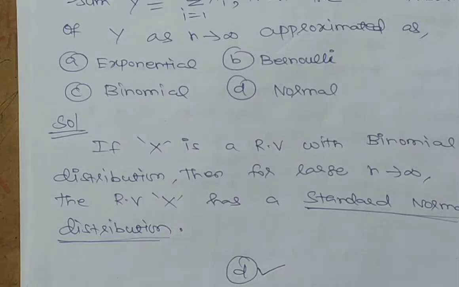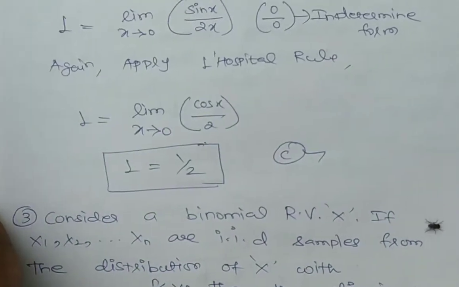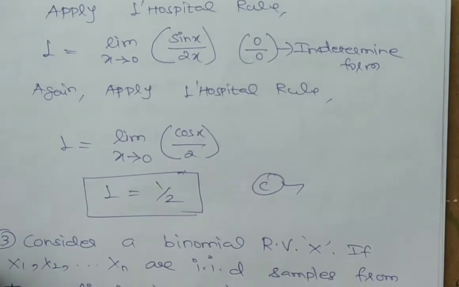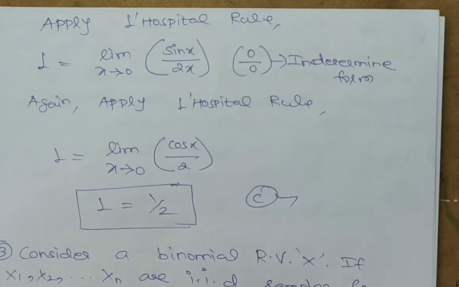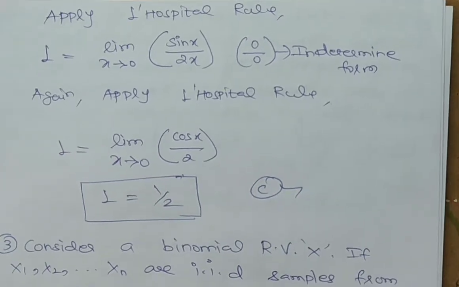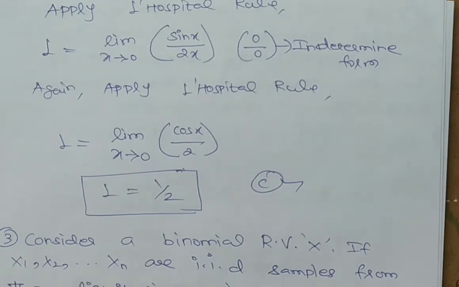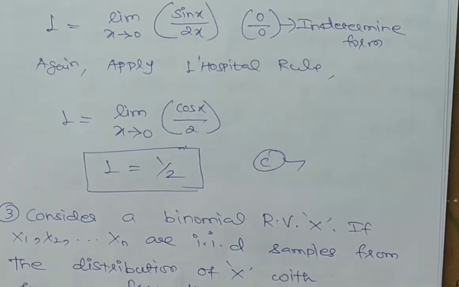Now apply L'Hospital's rule. L equal to limit x tends to 0. The differentiation of 1 minus cos x is sin x, divided by x square, whose differentiation is 2x. Now apply the limit again: 0 by 0 indeterminate form. Next, again one more time apply L'Hospital's rule.